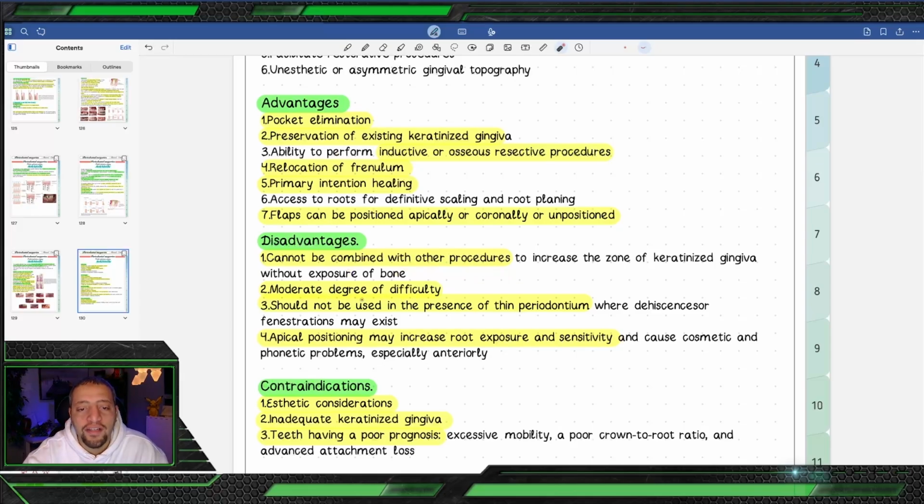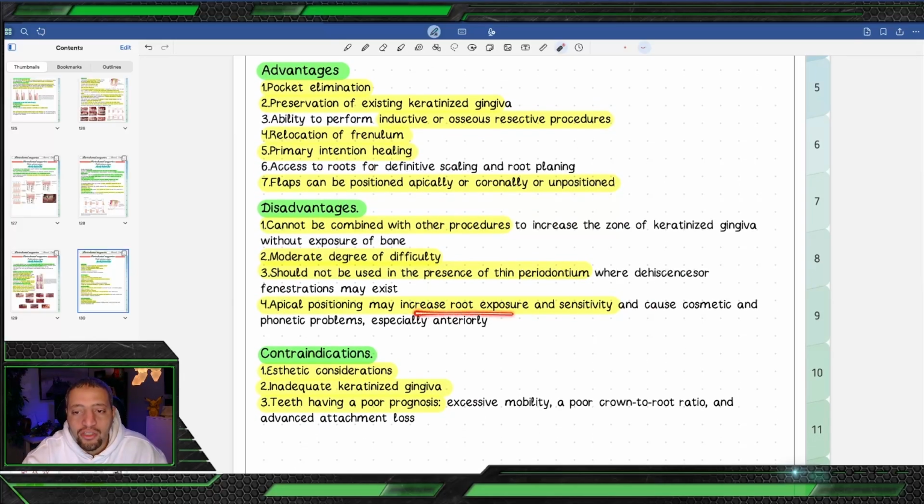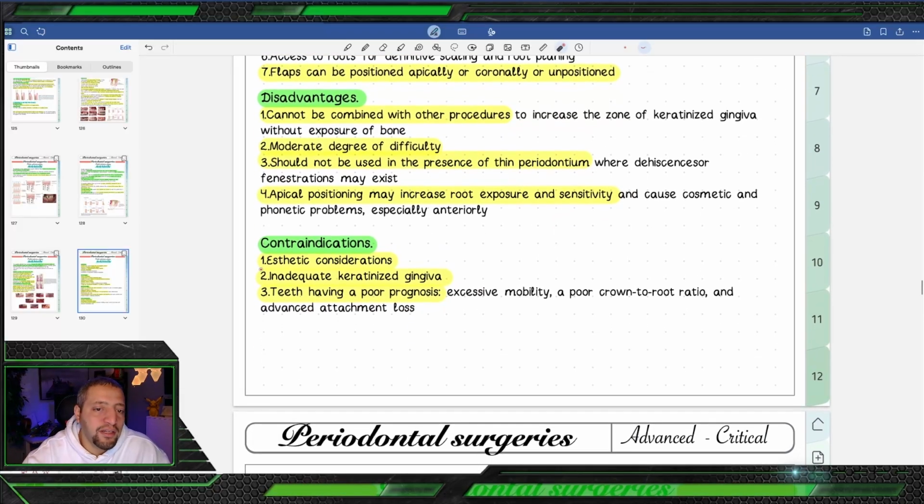Moderate degree of difficulty, moderate. I don't know what the difficulty degree is. Anyway, it shouldn't be used in the presence of thin periodontium, where dehiscence or fenestration may exist. Apical positioning may increase root exposure and sensitivity. Guess what? Yeah. So this will lead to root exposure, which exposes our patient to sensitivity. But again, the periodontist does not care about this. He cares about fixing the deep pocket. Contraindication: it cannot be done for anterior teeth, otherwise you're going to give him horse teeth.